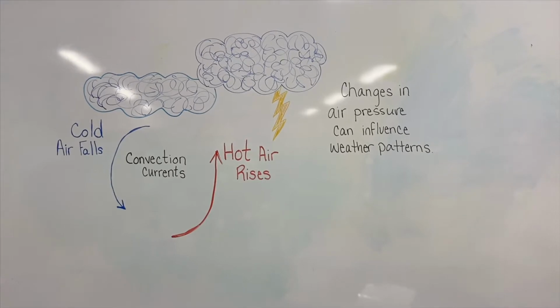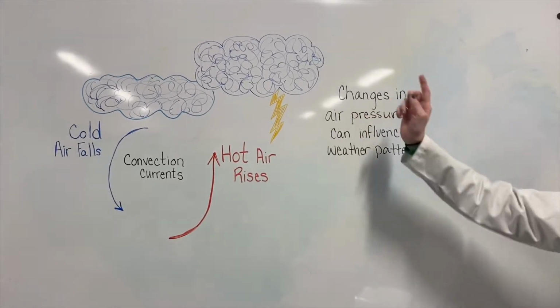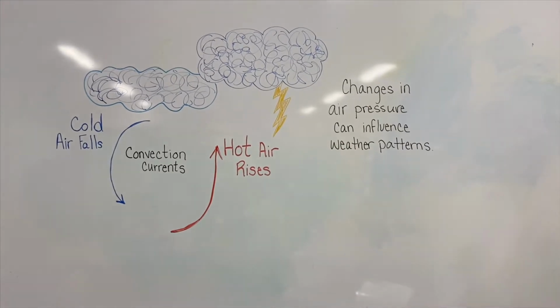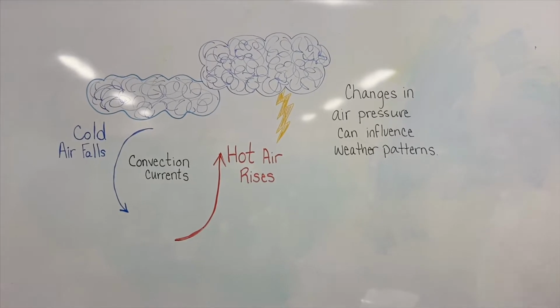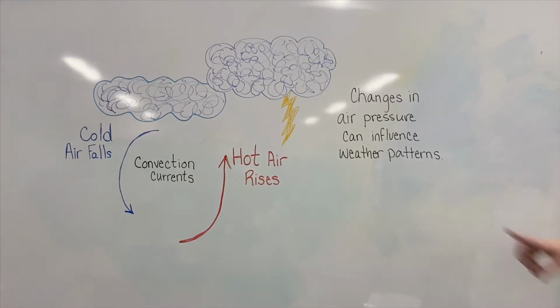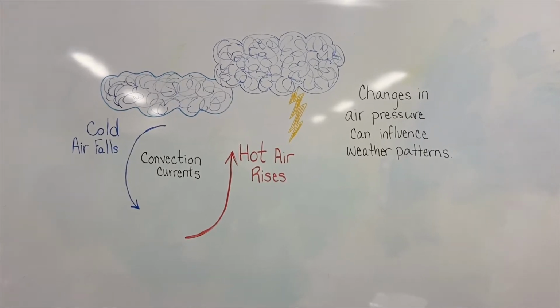So you can see what we have here is a convection current where we have hot air rising into the clouds and cold air falling from the clouds. This creates a current, like kind of a loop that goes on and on. That hot air rises, that cold air falls, and we eventually get thunderstorms. So that change in the air pressure creates weather patterns.